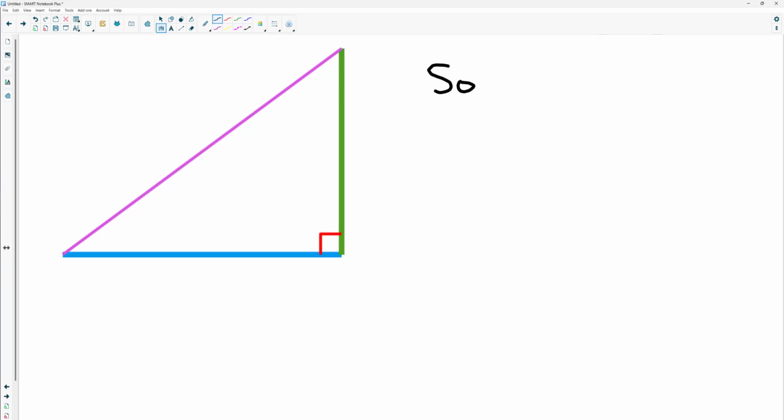Hello everyone. Today we're learning about trigonometric ratios. You're first introduced to this concept in grade 9. So let's get started.